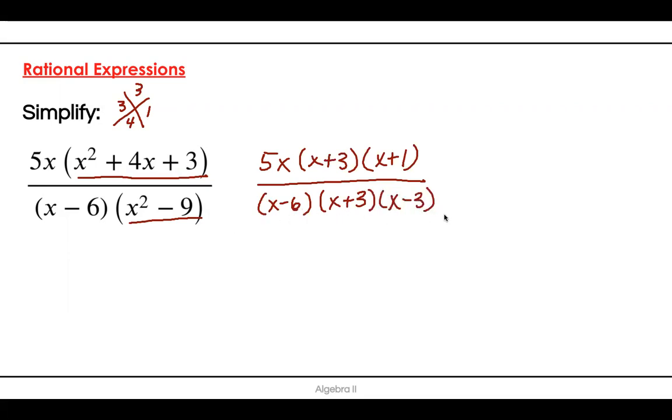So right here at this point, we need to go ahead and state what our excluded values are. So we know that x can't be 6 or plus or minus 3. And then we need to cancel out the things that we can cancel. So x plus 3 and x plus 3 both become 1. So in the numerator, I have 5x times x plus 1. And in the denominator, I have x minus 6 and x minus 3.